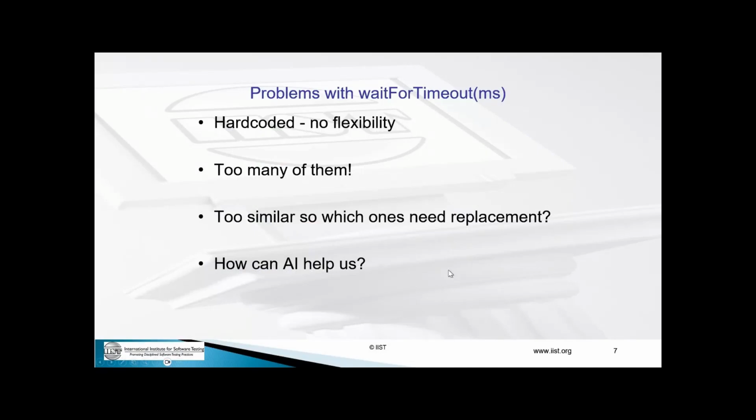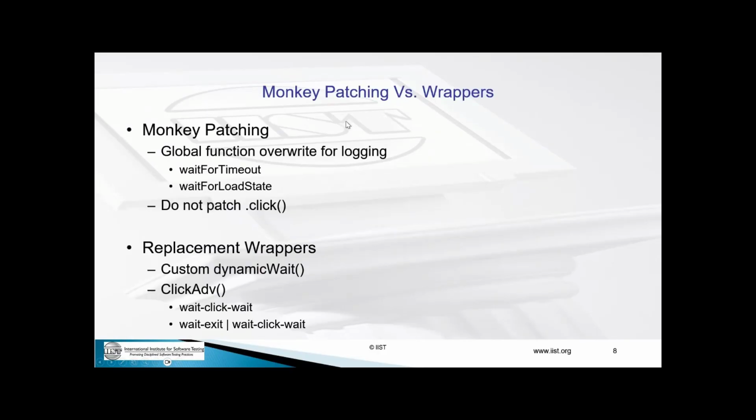And we're going to let AI help us out on that. We're going to do some monkey patching over here. There's a difference: there's monkey patching and there's wrappers. Monkey patching is a global function extension or override of a functionality that does something, like waiting for a timeout or waiting for a load state. These two are being executed, but I want to know where and when.